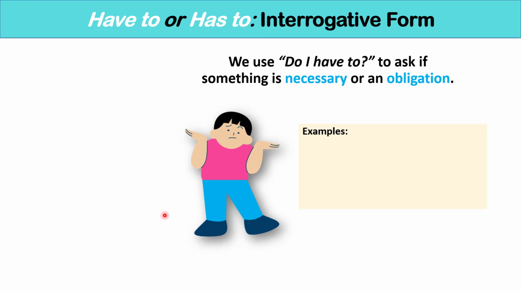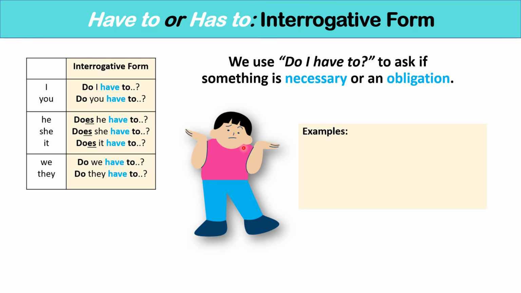Now let's talk about have to and has to in the interrogative form and how we make questions. We use do I have to ask if something is necessary or an obligation. You often hear children ask this question, do I have to? Is it necessary? So we say, do I have to? Do you have to? Does he have to? Does she have to? Does it have to? Do we have to? Do they have to?